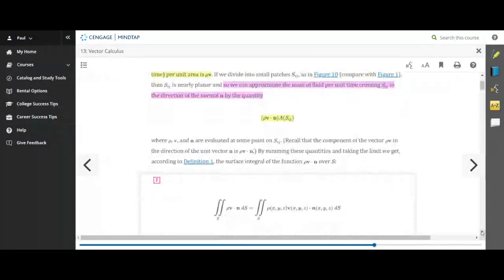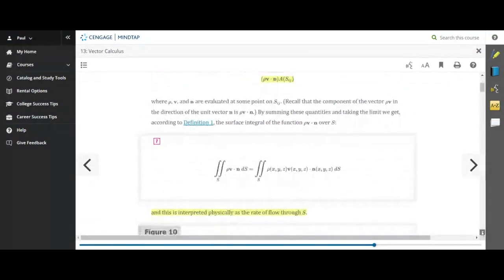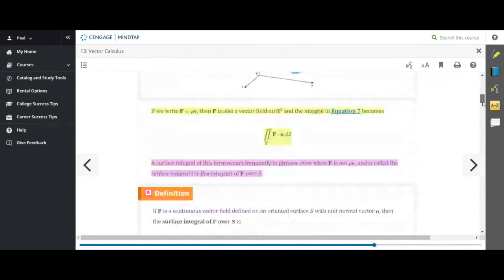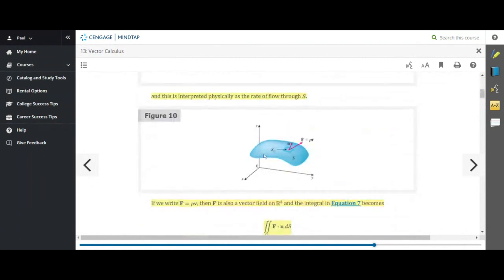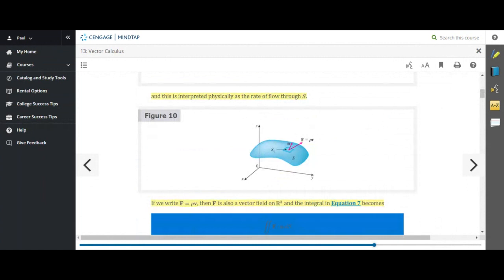So yeah, this is interpreted physically as the rate of flow through the surface. And in terms of a picture, I showed you a picture on the whiteboard, but this is pictorially what's going on in Figure 10. And they say let density times velocity field equal your force field.